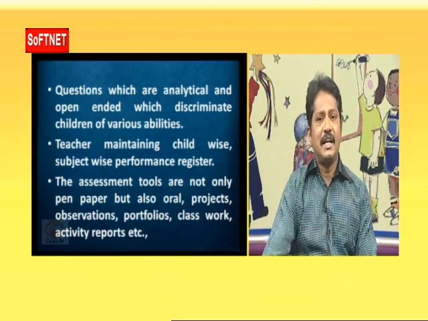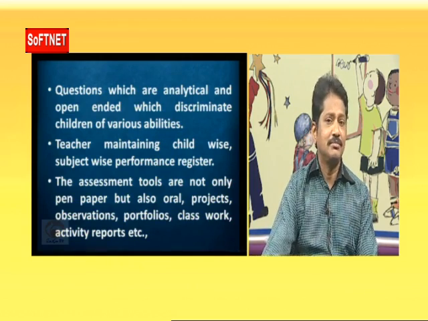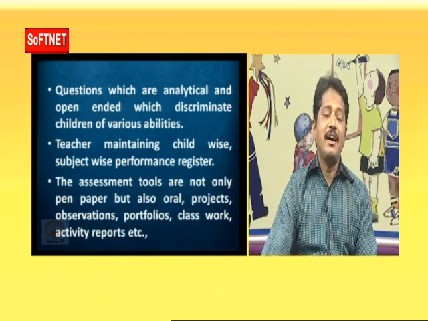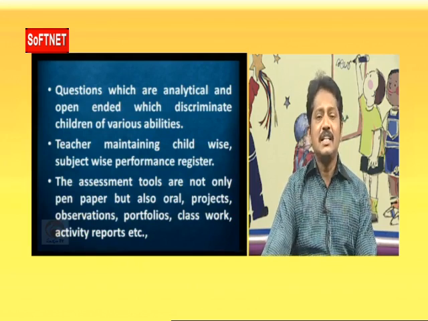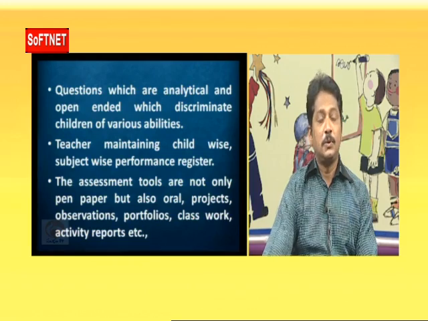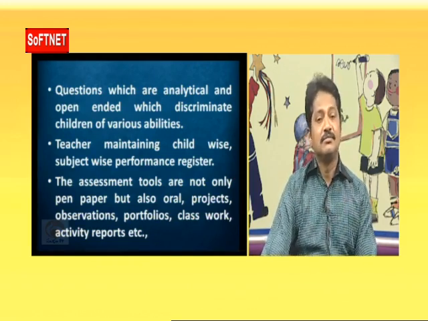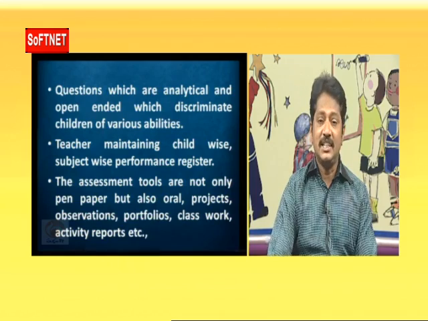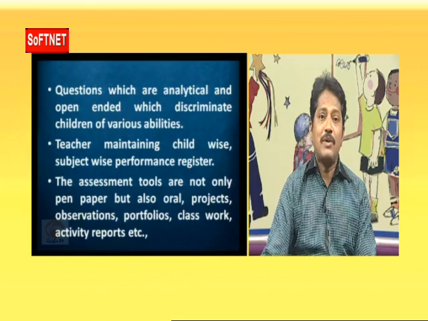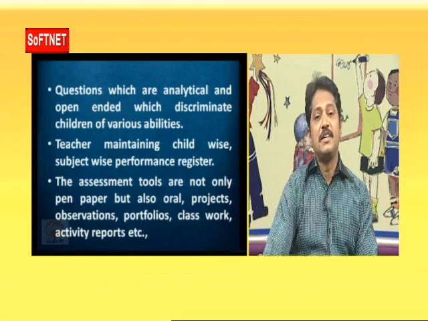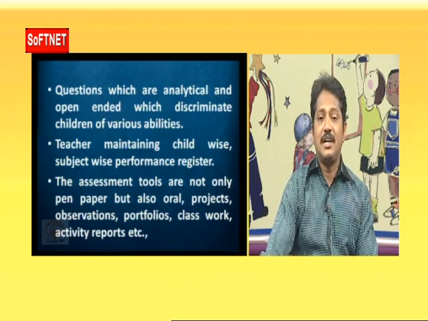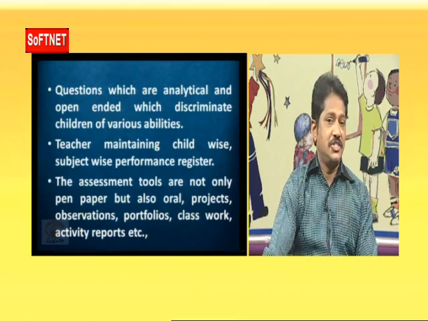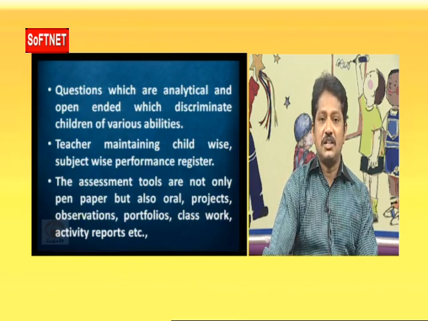For example, if I give the question 'Pi is an irrational number, then how is pi an irrational number? Explain,' or 'Represent pi on a number line,' or of course any irrational number on a number line. Or we can give: every equilateral triangle is an isosceles triangle, but every isosceles triangle need not be an equilateral triangle. How? If we give an open-ended question, the children will debate, understand it, and finally give the answer. That debate gives conceptual clarity. So in this present system, the questions are analytical, open-ended, and discriminate children of various abilities.